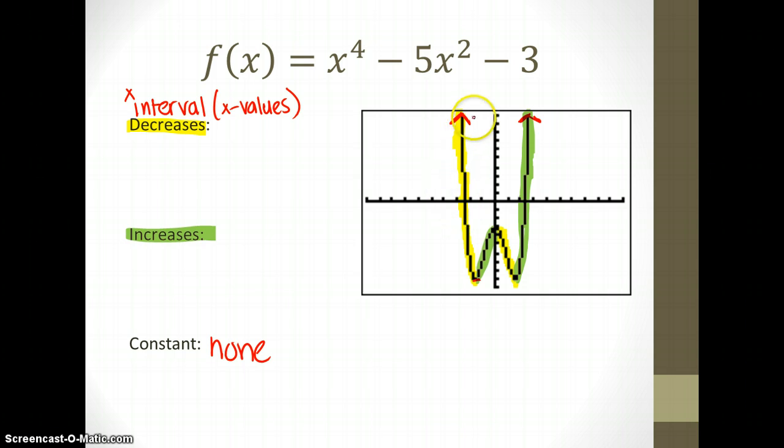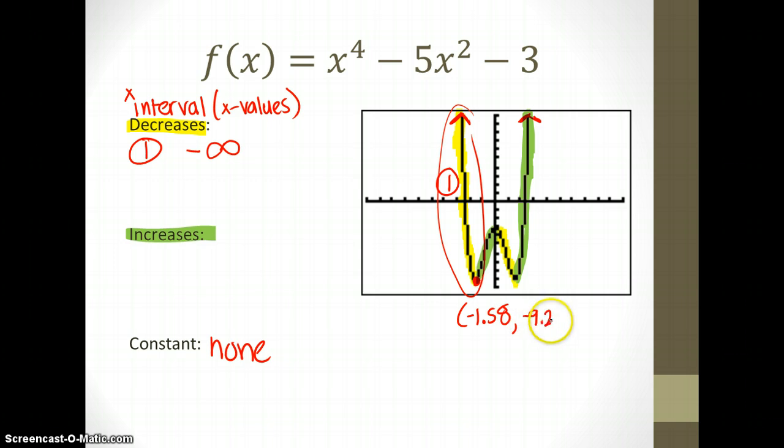It looks like, if I talk about this first portion here, and I'll label it with a 1, we're going to be decreasing all the way from the very beginning of this function. This stretches all the way to the left, and we're decreasing, decreasing, until we get to this bottom portion. Tomorrow we'll talk about how to find that actual point. But the point would be negative 1.58, negative 9.25.